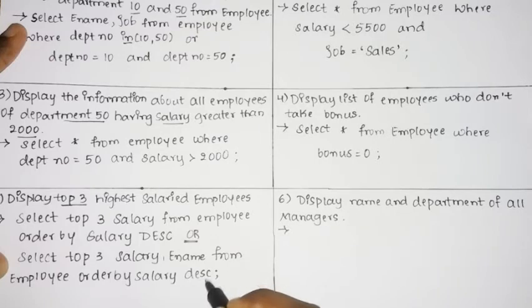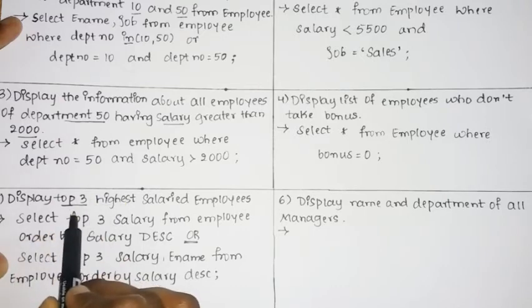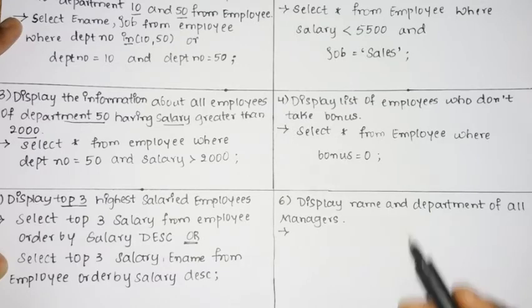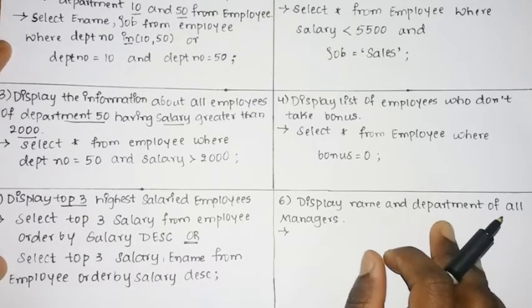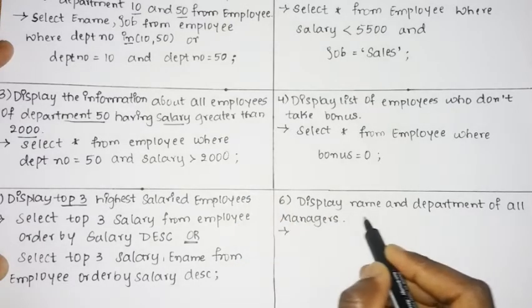Why descending? Because if you give descending, the highest salary is displayed first and the lowest salary will be displayed at the bottom. If you give ascending, then the lowest salary will be listed first, and after that you will have the highest salary. But in our query we need to display the top 3 highest salaries, therefore it is order by descending.